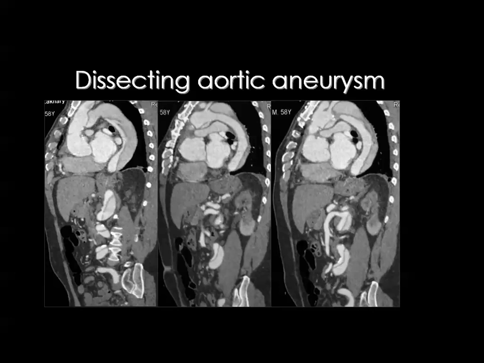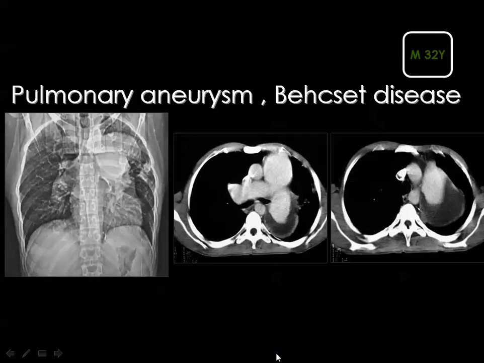The reconstructed images of multi-detector CT are extremely helpful in the detection of the type of dissection, whether it affects the ascending only or the arch and ascending or the whole aorta, and you can follow the dissecting intimal flap until you reach the iliac vessels.